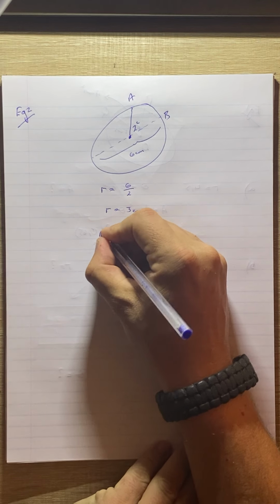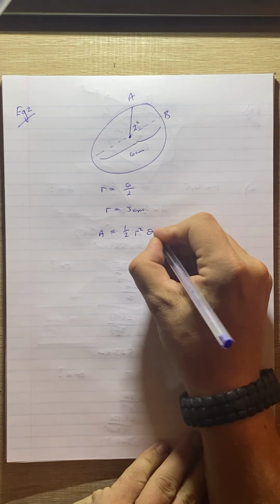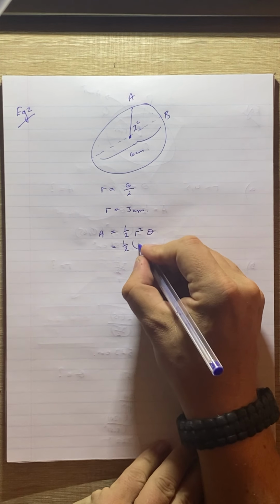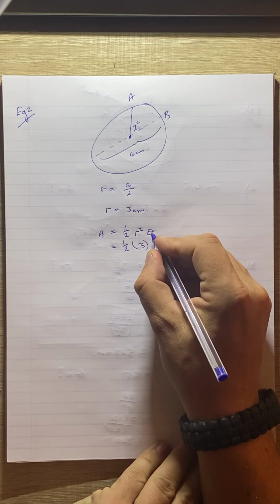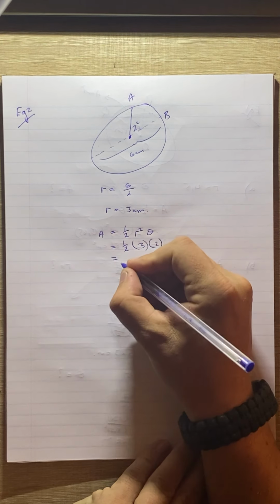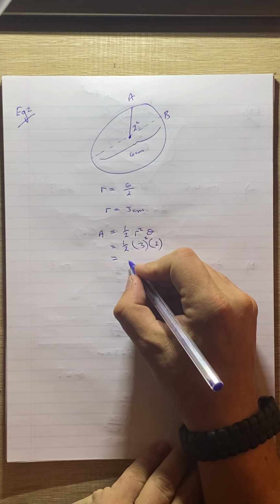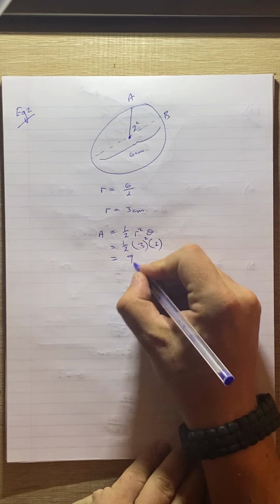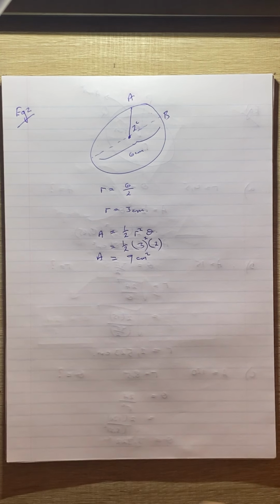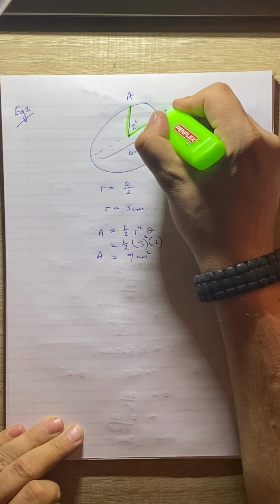So we get that A is equal to a half r squared theta. And our radius we've just worked out to be 3, and our theta is 2. So we get there an area of, sorry, this is squared, we get an area of 9 centimeters squared. Okay, so what I've worked out there is the area of this little pizza slice over here.